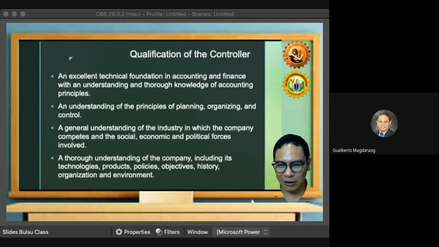So, you should have a thorough understanding of the company. Its technologies, even the product. Baka hindi mo alam yung piniproduce nyo. Mali din yun. Dapat meron kang thorough understanding, especially policies.